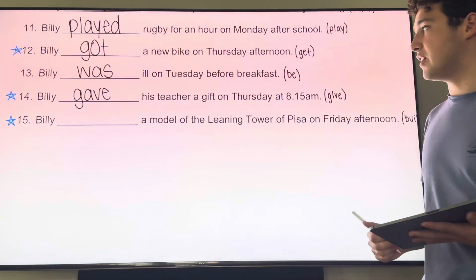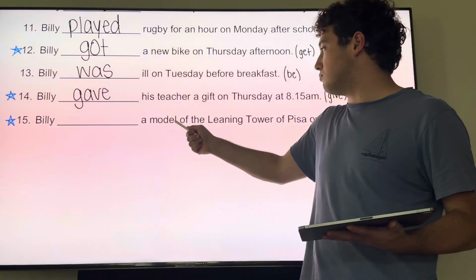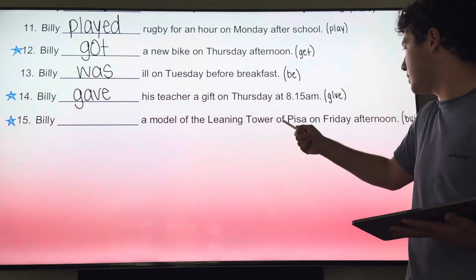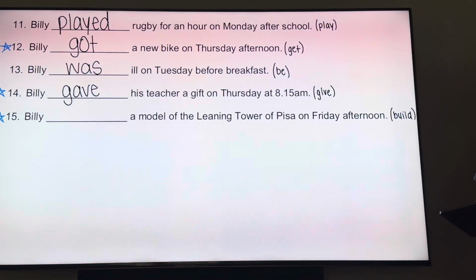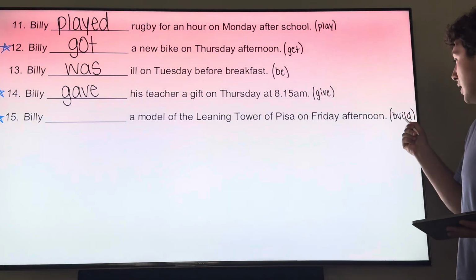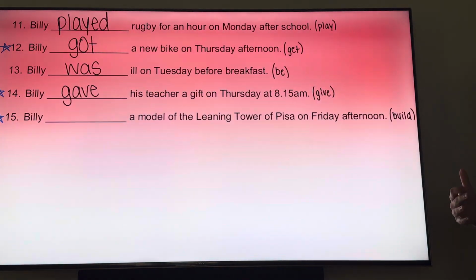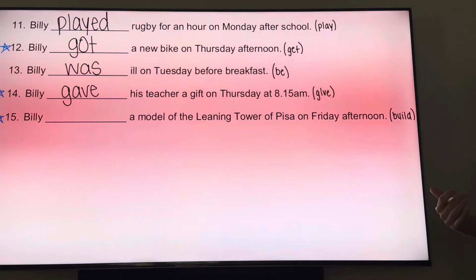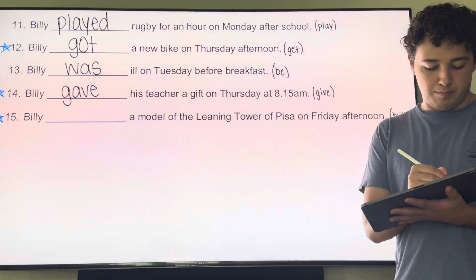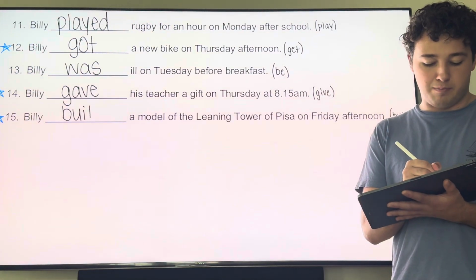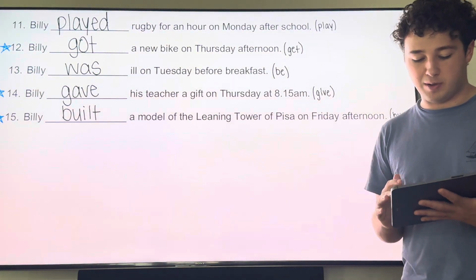And last one, number 15, Billy blank a model of the Leaning Tower of Pisa on Friday afternoon. The verb they give you is build. And the past of build is built. Billy built a model of the Leaning Tower of Pisa on Friday afternoon.